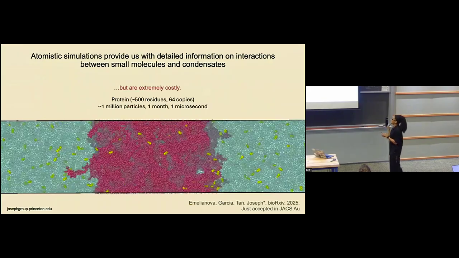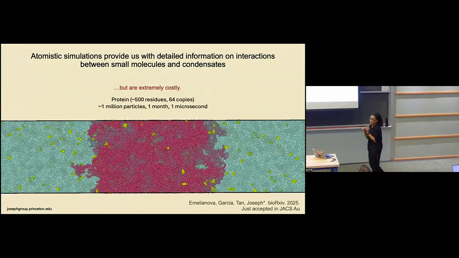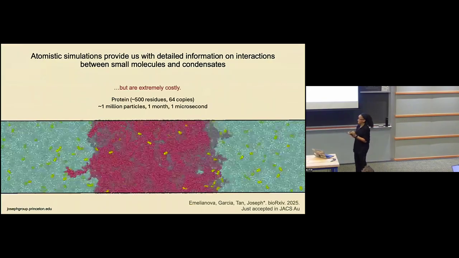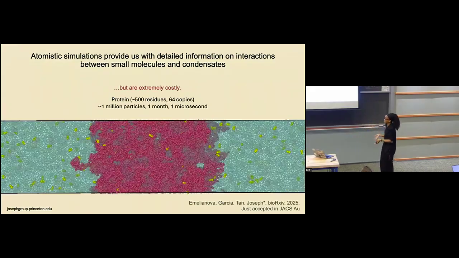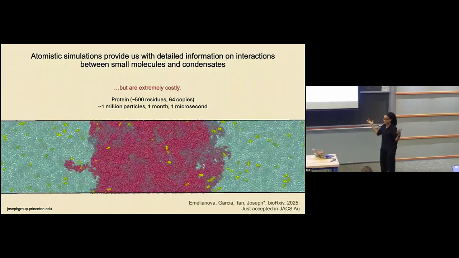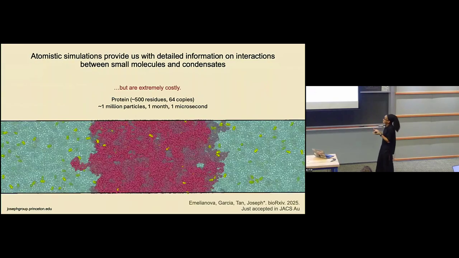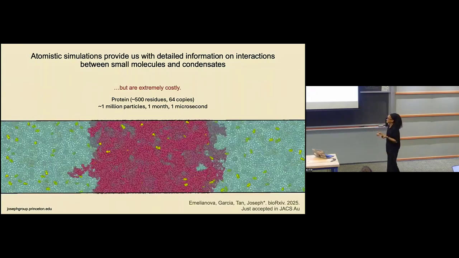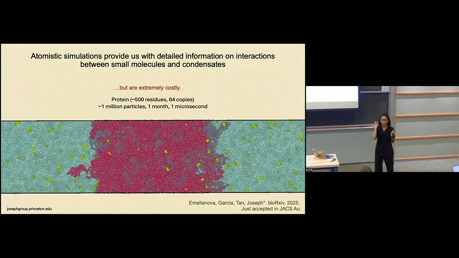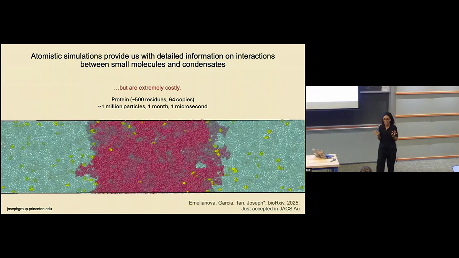Just to give you an idea, if I have a protein that has about 500 residues, and I take 64 copies of this protein and put it in an atomistic simulation and I want to study its phase behavior, this boils up to about the order of 1 million particles. It takes about a month to just get 1 microsecond of sampling.